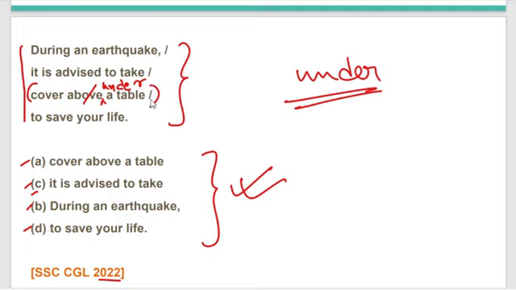Now let's find out in which option cover above a table is, A, B, C or D, and clearly we can see it is lying in part A. Option A, cover above a table, which we are going to replace with cover under a table. So this is how we have to correct it. See, the questions are not at all much difficult. I'm not saying that all the questions are easy, and I'm not saying that all the questions are difficult. There's a mix and match, but the majority of the questions are actually easy.